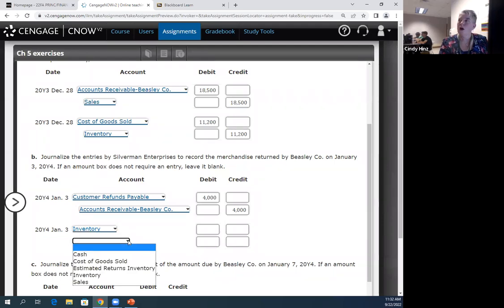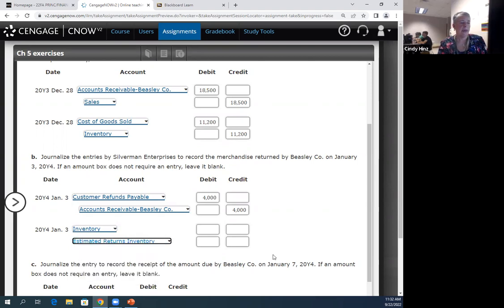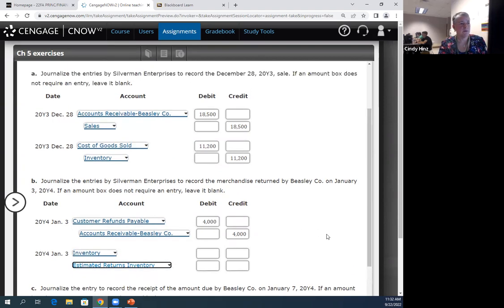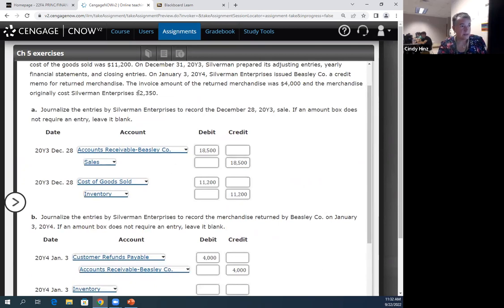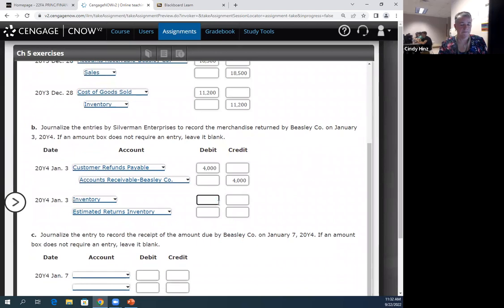If there was nothing wrong with the merchandise, we would simply add it back into our inventory and debit estimated returns inventory. And I'll talk about that in the same context as the customer refunds payable. But let's see what the cost of that merchandise was, $23.50. Give me 1 second here.